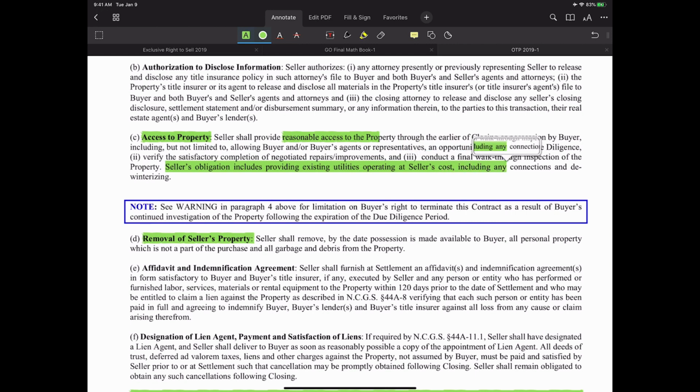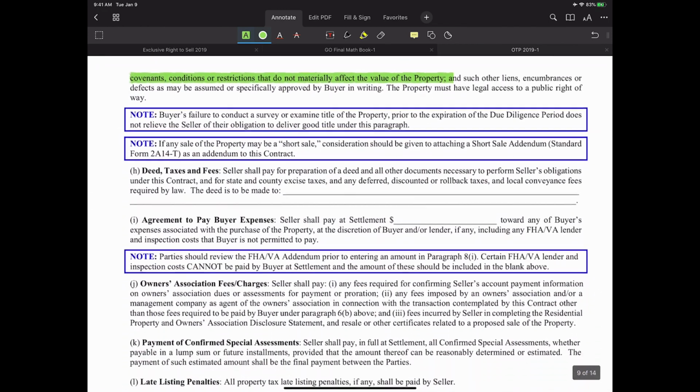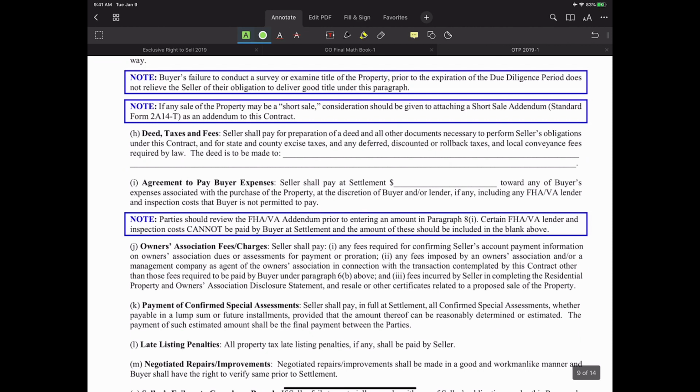So the seller has to pay, and you're going to want to remember this for settlement statements, closings, closing disclosures. They pay for preparation of the deed, right? And they're going to pay for county excise taxes, any kind of local fees that are going to need to be paid. Correct, yes. And like you said, this will come up again when we start doing the closing statements.